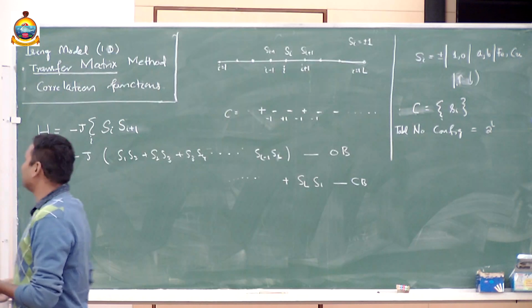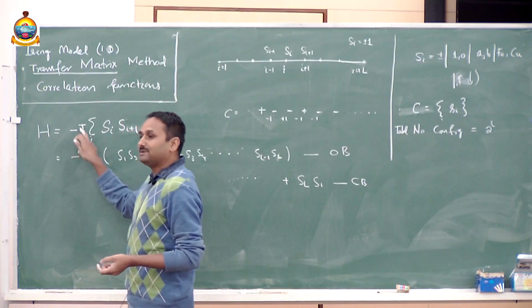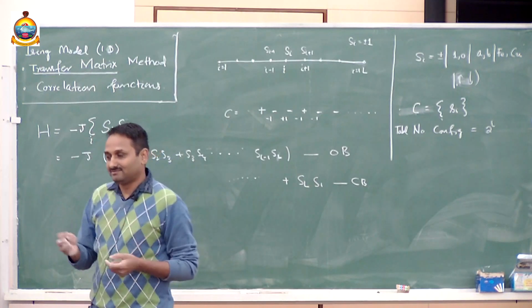So why negative, why not positive? I'm putting a negative, I'm assuming J is positive.